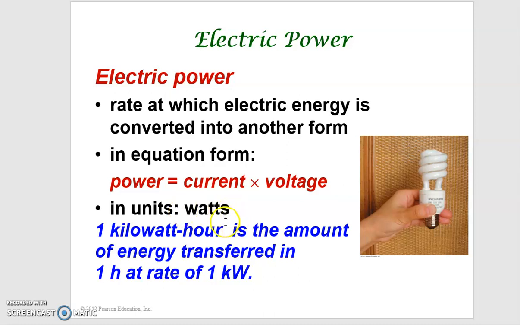On your electric bill, you will frequently see the kilowatt-hour. What is it? It is the energy transferred or used within 1 hour at the rate of 1 kilowatt. So this is the total amount of energy spent. Kilowatt is energy per second, multiplied by the hour.